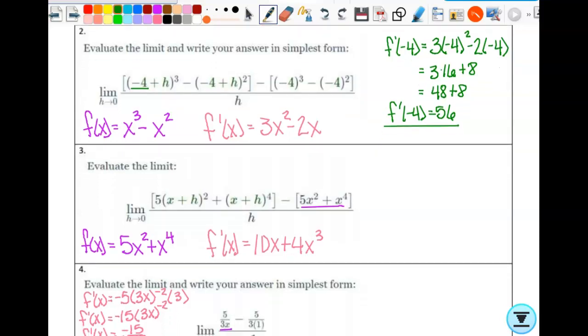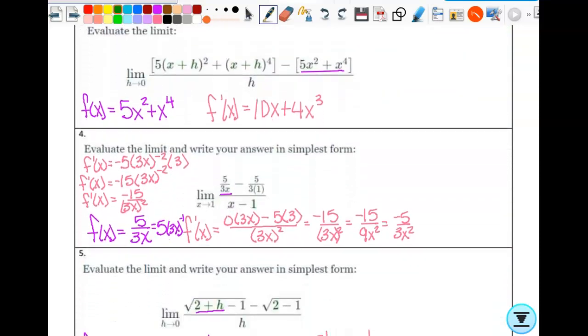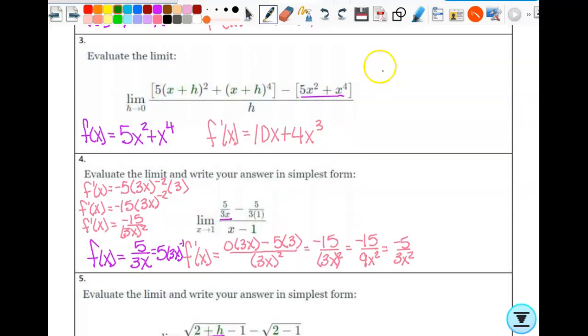Now, on number 3, are we evaluating this at some value? No, because it doesn't say it right here, and this actually has an x in it. So your final answer to this one is that f prime of x equals 10x plus 4x cubed. Okay, I'm just rewriting it so you understand that it's not that we didn't do anything there. That's all we can do on that one. That's what they're asking.